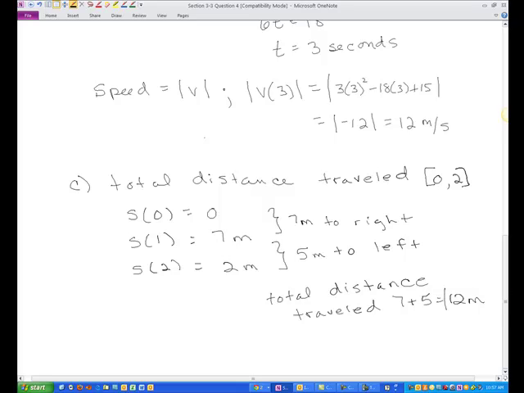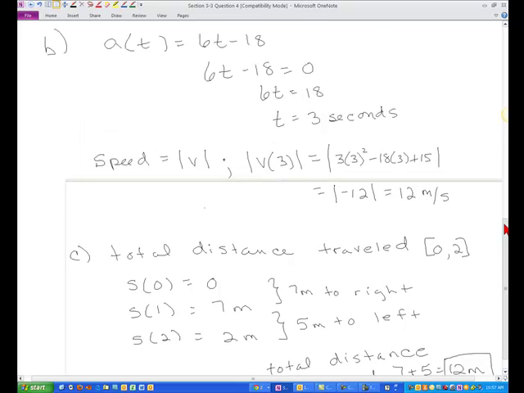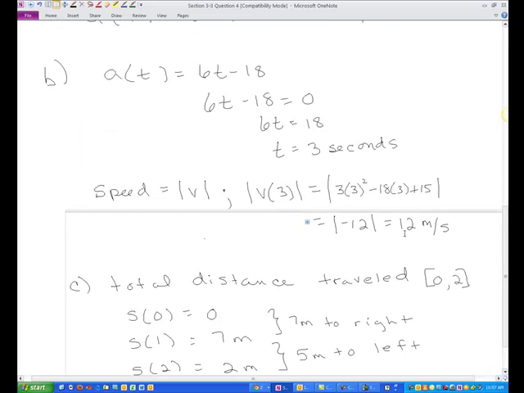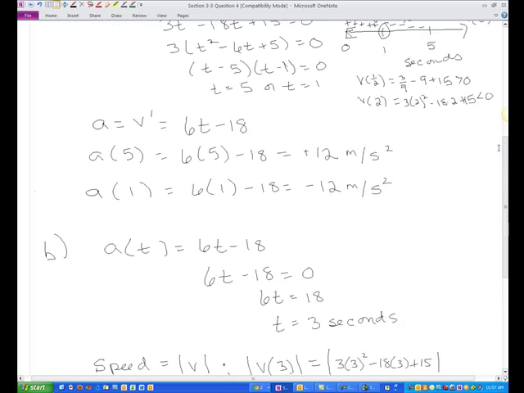It's kind of funny because this problem has the number 12 in all three of the questions, but in each question the 12 represents something different. In C, it's the total distance traveled. In B, it's the speed when the acceleration is 0, so it's 12 meters per second. And then in A, it's the acceleration when the velocity equals 0. So I think they're just being cute there. Okay.